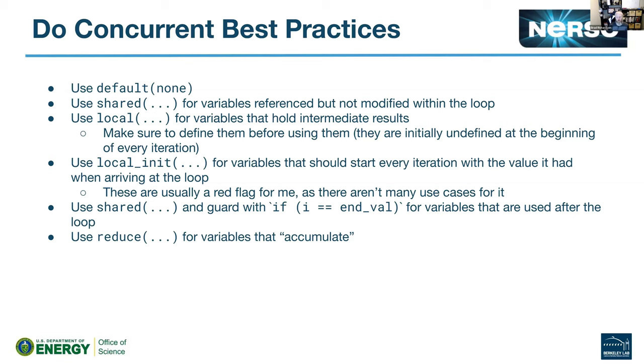And then use reduce for variables that accumulate, right? So if you've got something like x equals x plus 1, the reduce clause will say reduce(+:x). That says that you're allowed to increment x with the plus operator. If that loop runs in parallel, every iteration will start with x equal to whatever it had before the loop started. Then upon completion of the loop, it will take all of the intermediate results and combine them using the same operator. That allows it to do reduction operations.